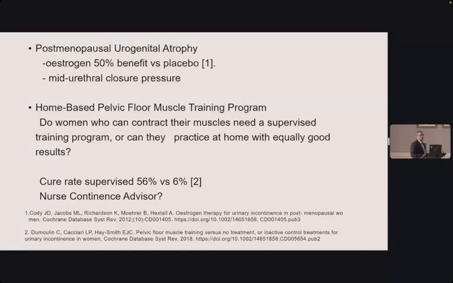A Cochrane review also concluded that women with stress incontinence who underwent a supervised pelvic floor training program are 8 times more likely to report cure than those who do it at home, 56.8% versus 6% with a relative risk of 8 for those who had no treatment or a sham treatment.